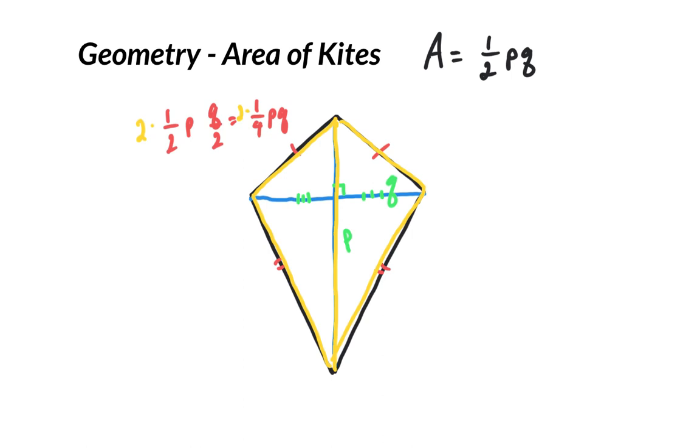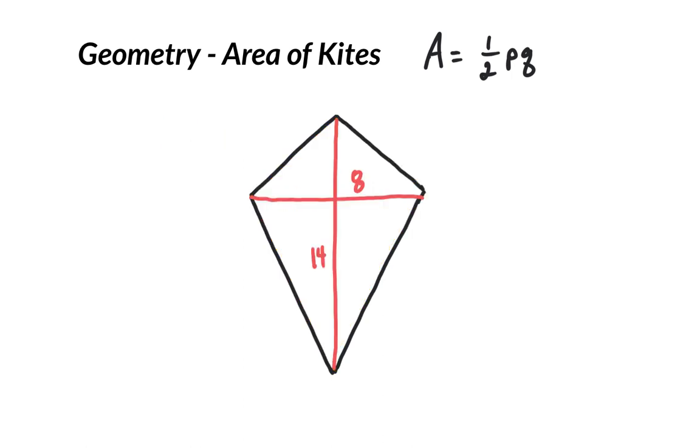Let's do a problem. Let's say we were given a kite with those two diagonals. So our area would simply be 14 multiplied by 8 divided by 2, which comes out to be 56. This is a really easy formula. Let me just do one more example and a little bit different.